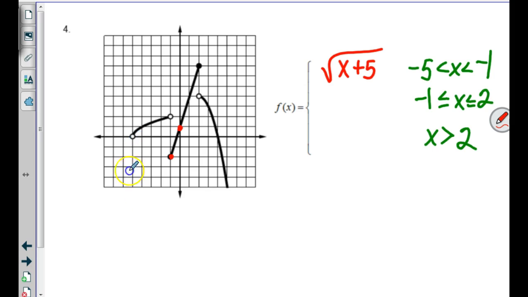I put in a -5, I get out a 0, which is where it is, right? If I put in a -4, what would happen? I'd get square root of 1, which is 1. Is that working? Let's go to the other end. If I put in a -1, add 5, I get 4. Square root of 4 is 2. Seems like he's got it right, yes?